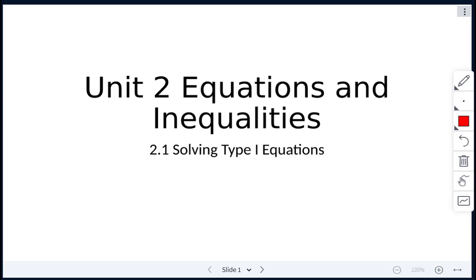All right, so our second unit we are starting is called equations and inequalities. And 2.1 we're looking at today, and hopefully we'll get to 2.2 as well. 2.1 is solving type 1 equations, and then type 2 equations is 2.2.